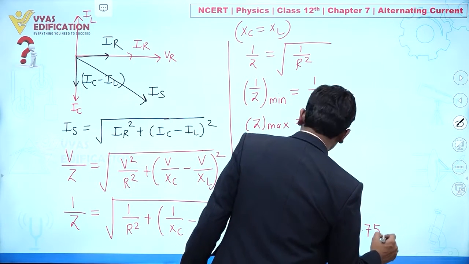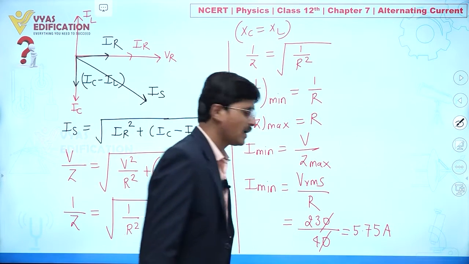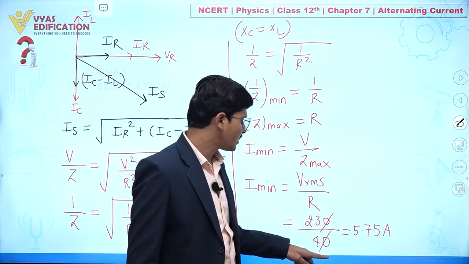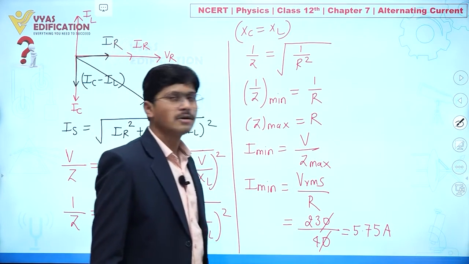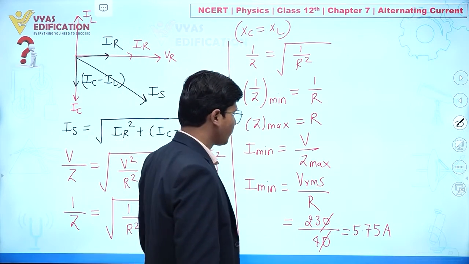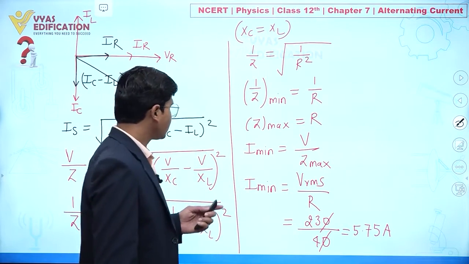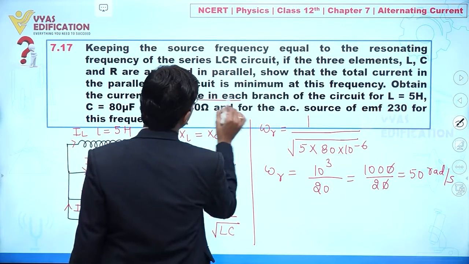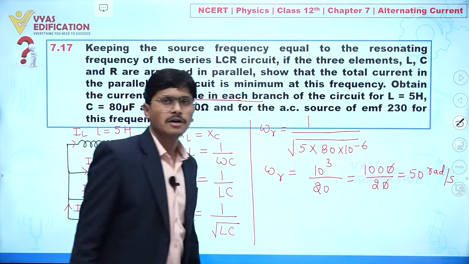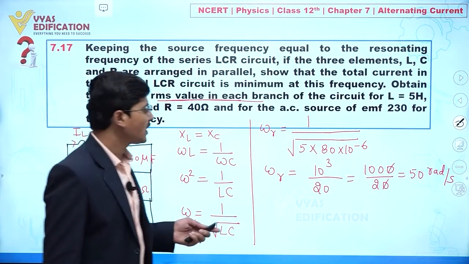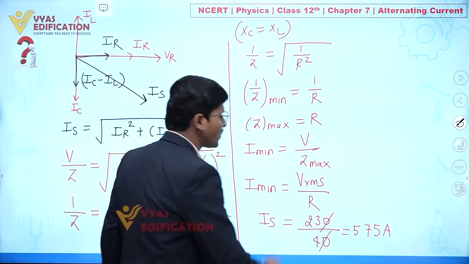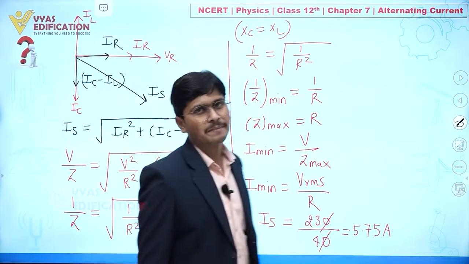So I can say this is equal to 5.75, clear. So this is 5.75 ampere, clear. We have 520, we have 3, so this is 6, 7, correct, and this is 5, clear. So this is I minimum, the minimum current. The RMS value of current in this whole circuit, or the value of IS, is given by 5.75 ampere, clear.